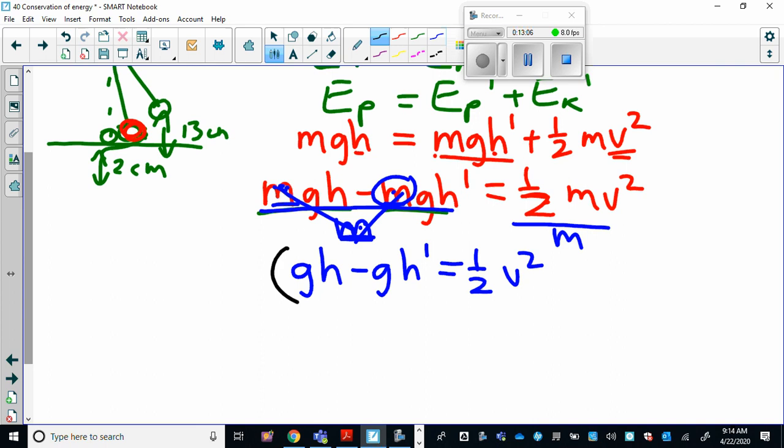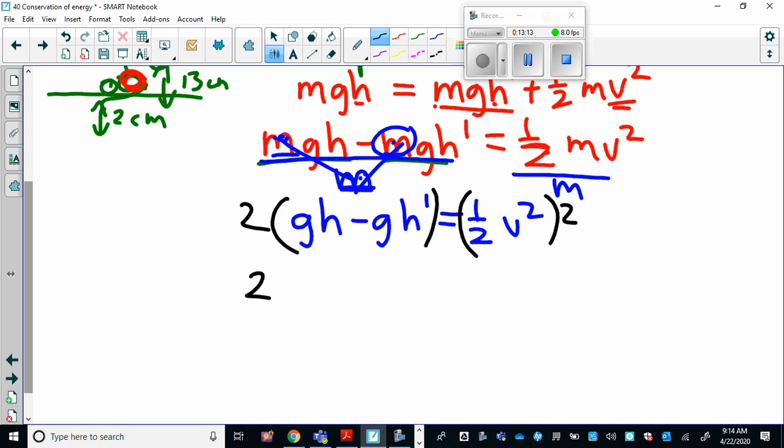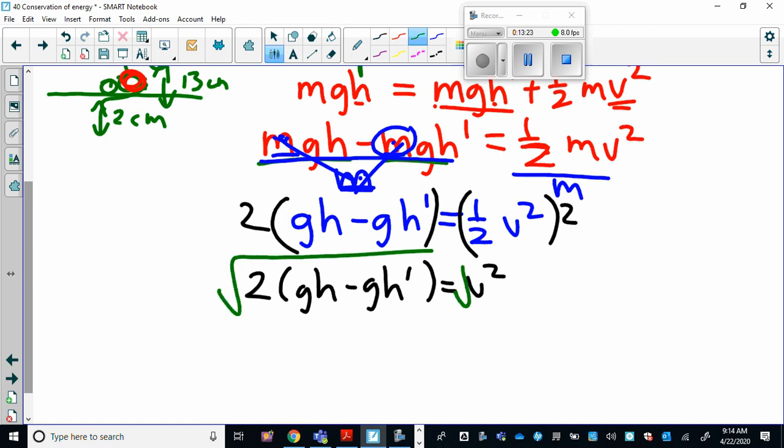Then you're going to multiply both sides by 2. And you're going to get 2 times gh minus gh prime equals v squared. And then you're going to take the square root of both sides. So there's the manipulation of this formula, and it's a tricky one. It would have been much easier for us to just plug in all the values at this point here and then solve for v. But if you want to get into the manipulation, there it is. V equals the square root of that.